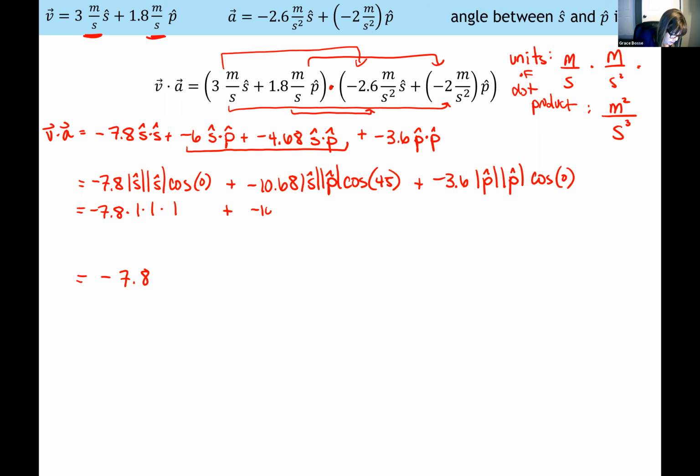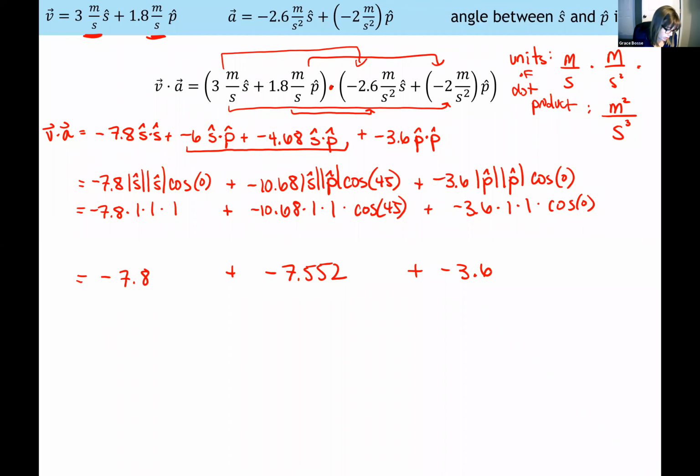My next term, I have negative 10.68. Again, the norm of a unit vector is the number 1. Norm of the next unit vector is the number 1. And I have cosine of 45. So if I multiply negative 10.68 times the cosine of 45, I get negative 7.552. And now my last term is negative 3.6 times the norm of unit vector p, which is the number 1, times the norm of a unit vector, so that's the number 1, times the cosine of 0, which is also the number 1. So my last term, I just get negative 3.6.